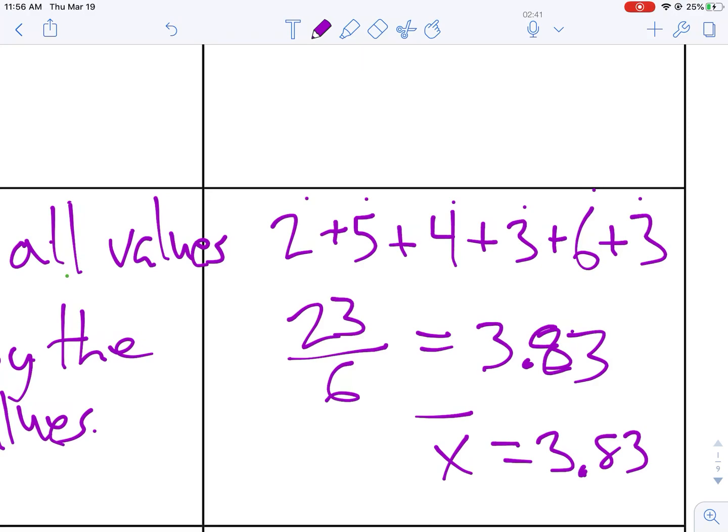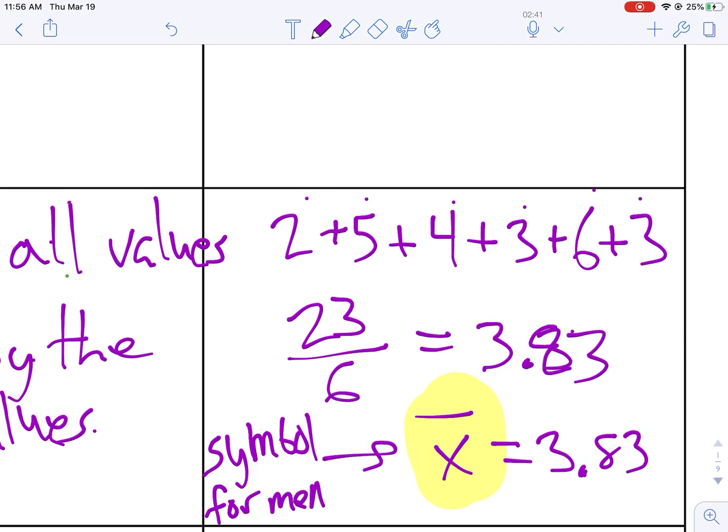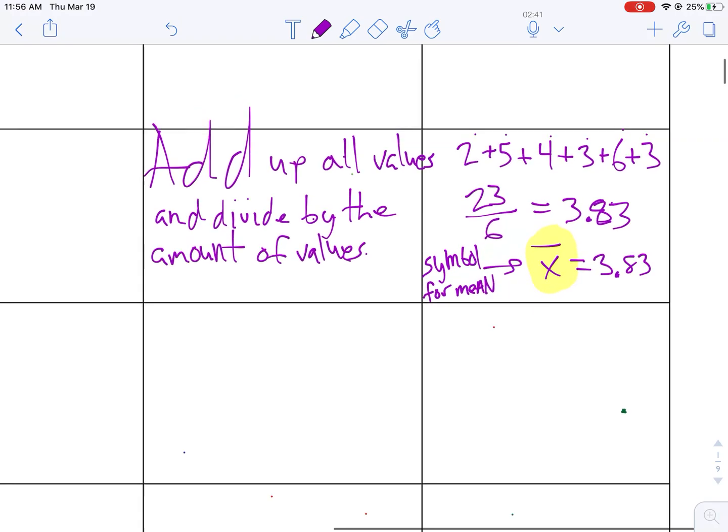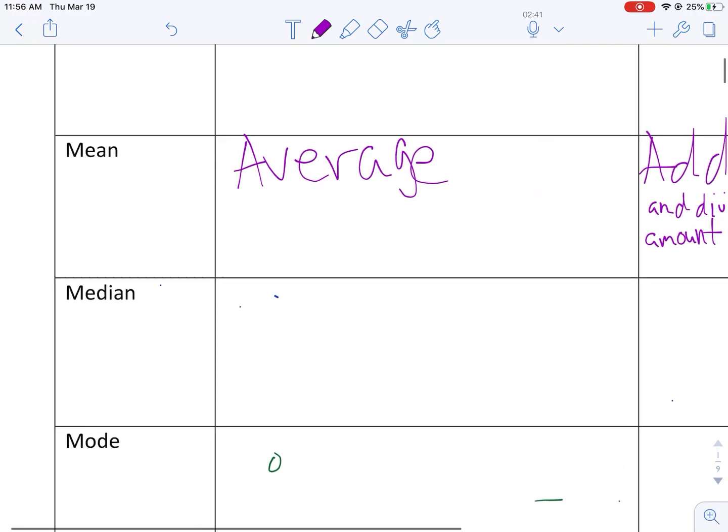So this guy right here, I know, get on me for using Wakanda colors, but that's okay. That's x bar. That means mean. So that is my symbol for mean.